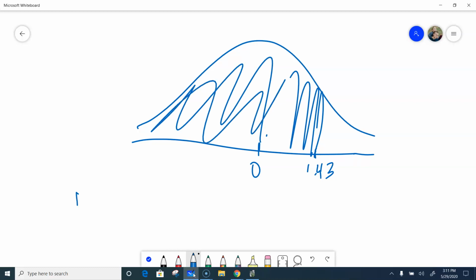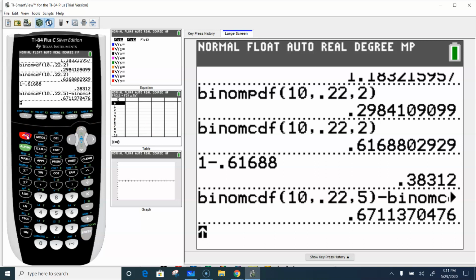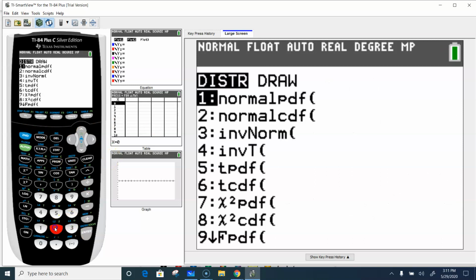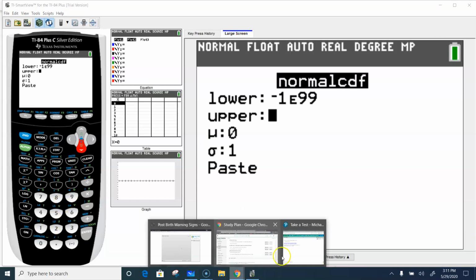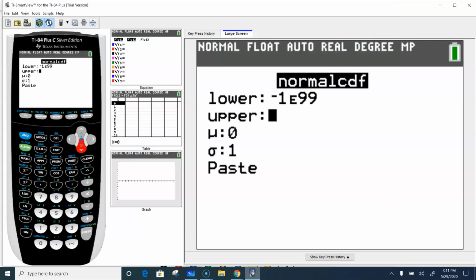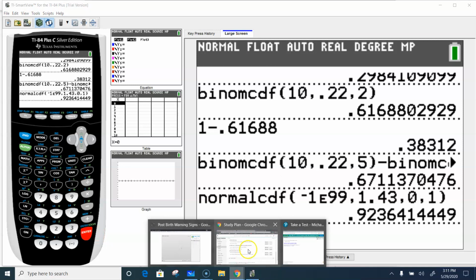So if you remember, the way we did that was we would use normal CDF. We pick a really low number like negative 1,000 as our lower limit, 1.43 as our upper, and we have 0 and 1 since it's a standard normal distribution. So if you remember where that is, same place as the binomial PDF and CDF. We have normal CDF. They already have me set at negative infinity. So 1.43, right, is my upper limit. And the mean of 0 and standard deviation of 1 are fine. So I get 0.9236.